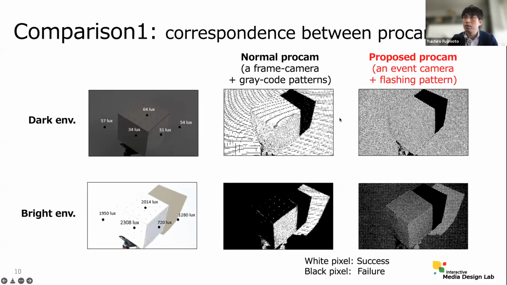In the dark environment, the correspondences of the entire calibration box are obtained in both programs. On the other hand, in a bright environment, a large part of the box is black in the normal program case. This means that the calibration failed. However, with the proposed method, the correspondence is still obtained for the entire calibration box, although the number is slightly reduced.